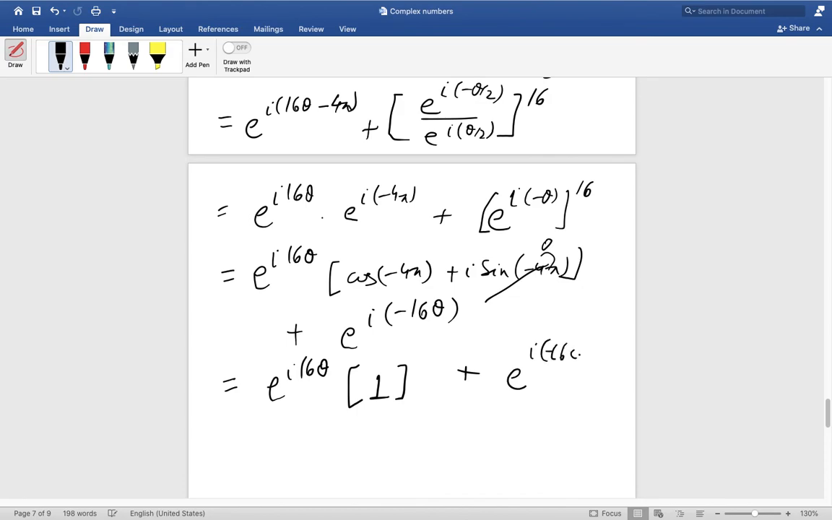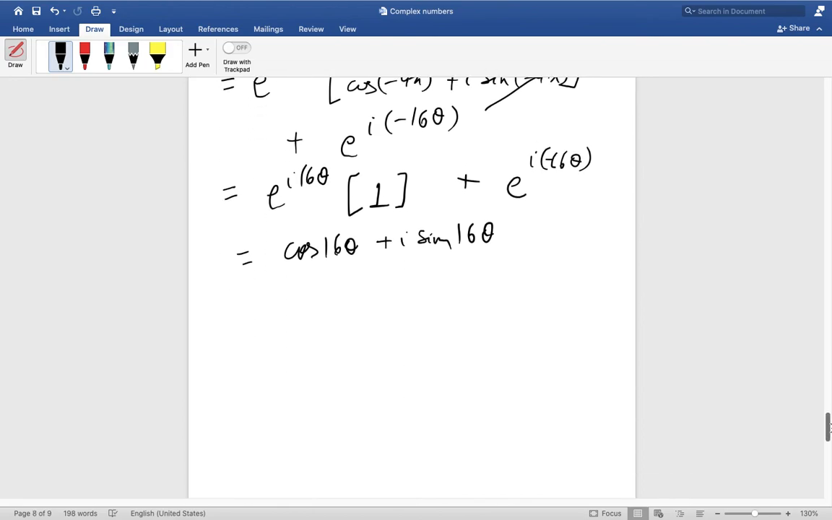Minus 16 theta. When I open the bracket, e to the power iota theta, it is what? Cos theta plus iota sine theta. Again, you have e to the power minus 16 theta. What will that become? Cos of minus 16 theta plus iota sine of minus 16 theta. Cos theta plus iota sine theta stays the same.